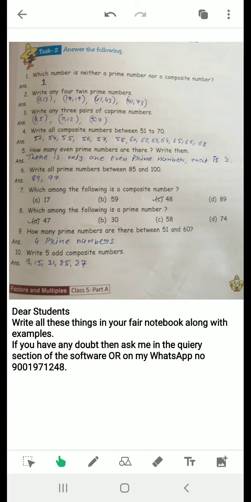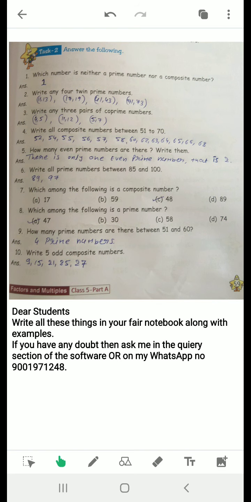And write 5 odd composite numbers. There should be odd numbers and they should be composite numbers. So that will be 9, 15, 21, 25, 27. You can write many, there are many. You can write any 5 odd composite numbers.